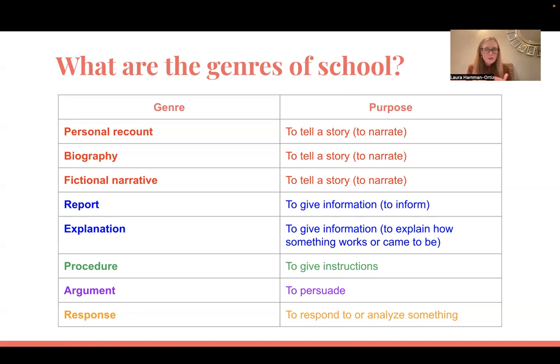So you can see the nuance we gain by approaching the genres of school from a functional perspective, as opposed to approaching them by looking at fiction or nonfiction. Or by even the Common Core categories, which tend to conflate genres together that have really different organization, sentence, language features, and sometimes really different purposes too.